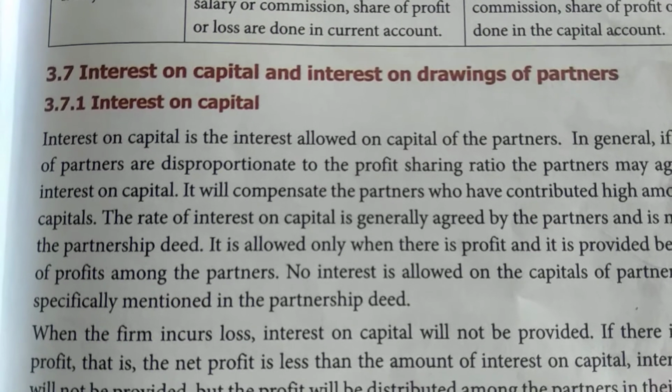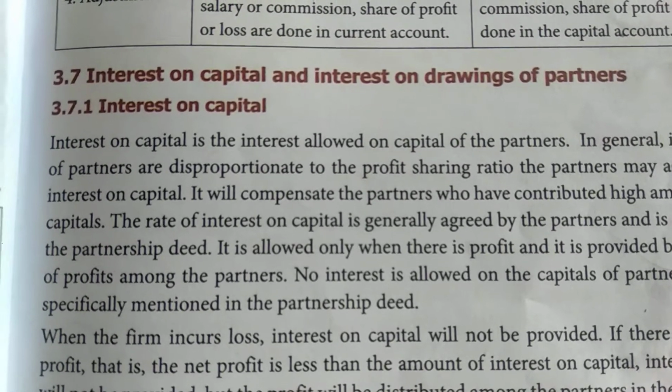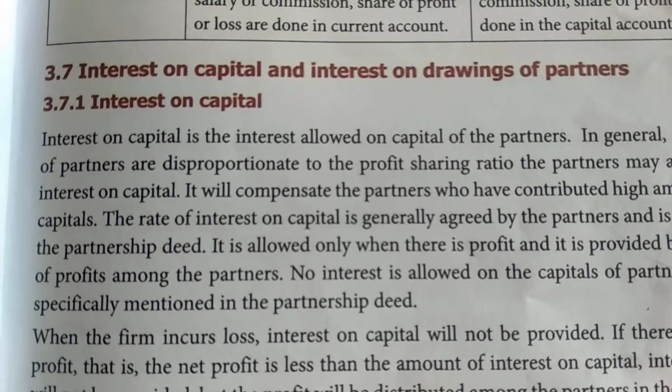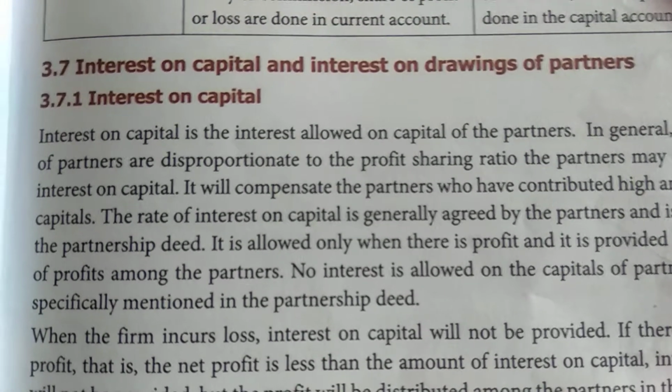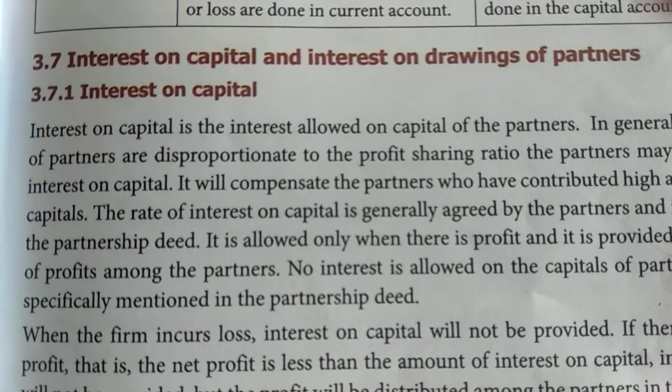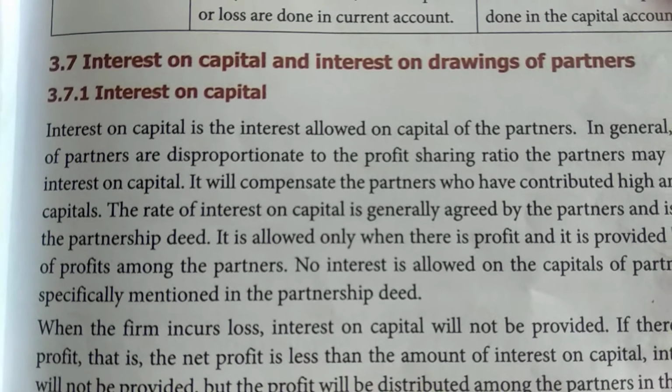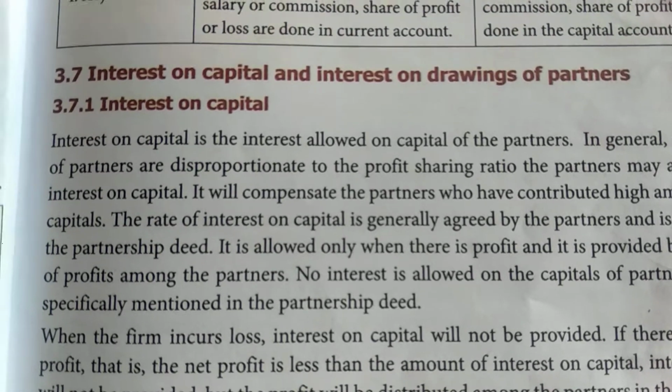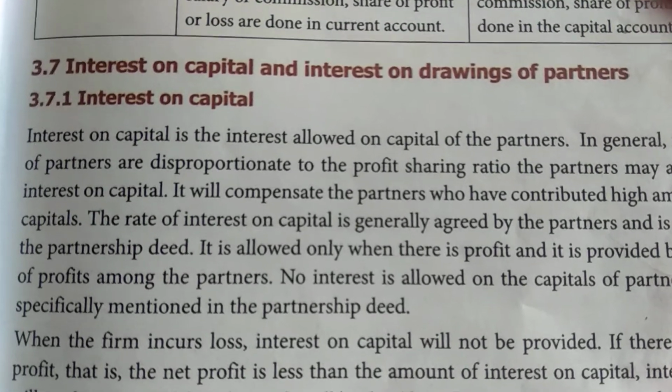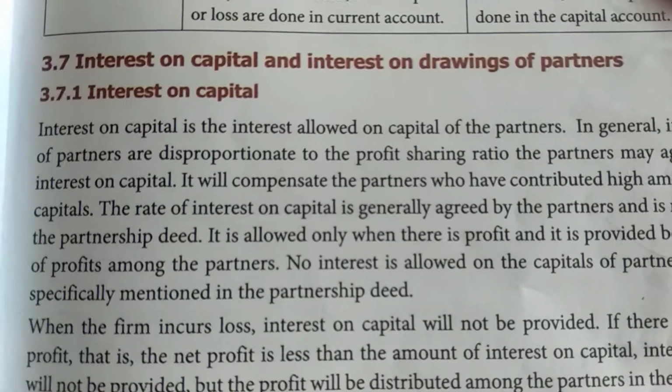Good morning, children. We are in the third chapter, accountancy. Already we have finished how to calculate capital account using fixed method and fluctuating method. Now the next type is very simple, children. We are just going to calculate interest on capital and interest on drawings. Today we will see interest on capital.